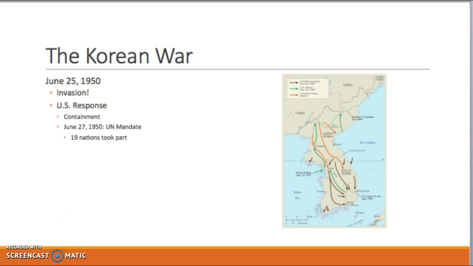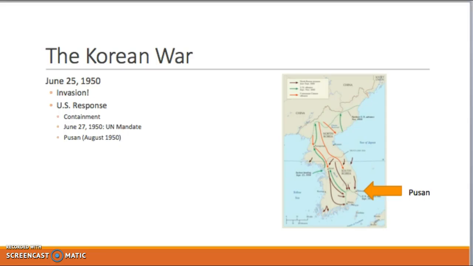Thus, the U.S. will rush tens of thousands of troops to South Korea to try and halt the communist advance. But it wasn't just the U.S. that was fighting. 19 nations also took part in an effort that received the support of the United Nations. Some of the other nations included Australia, Belgium, Canada, Colombia, Ethiopia, Greece, Luxembourg, the Netherlands, New Zealand, the Philippines, South Africa, Thailand, Turkey, Denmark, India, Norway, Sweden, and Great Britain.